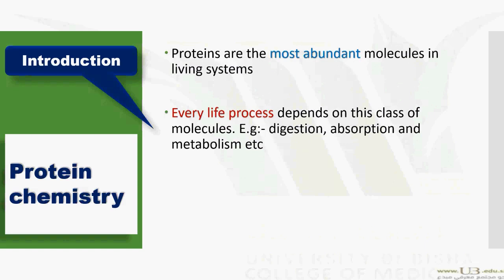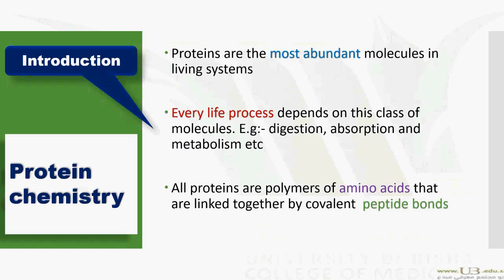Also, every life process depends in one way or another on proteins. If we take, for example, the digestive system, the process of digestion, the absorption, and the different pathways of metabolism depend mainly on proteins, whether as enzymes or as hormones or as mediators of the different processes. In every aspect of life, you find proteins play a very important role in the living cells or the tissues or the organs as well.